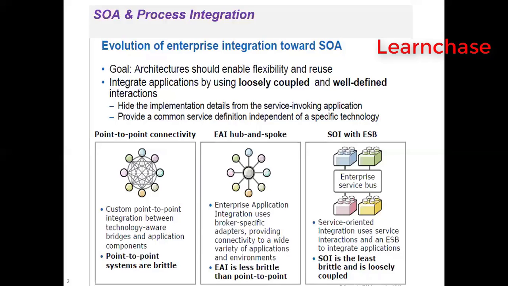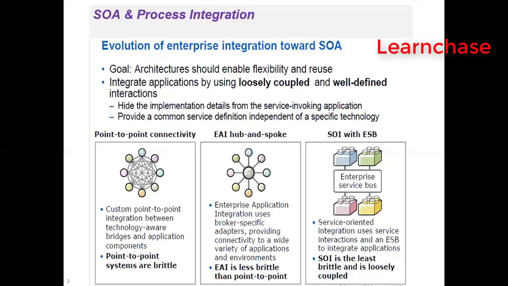If you see on the screen, we have point to point connectivity, which is very brittle. If the point is broken, if the service is down, we have a kind of failure there. Then we have enterprise application integration hub and spoke. We have a dedicated centralized point which is talking to n number of different services. But again, the architecture is brittle in a way that if one of those points is broken, that particular individual service will not be available.